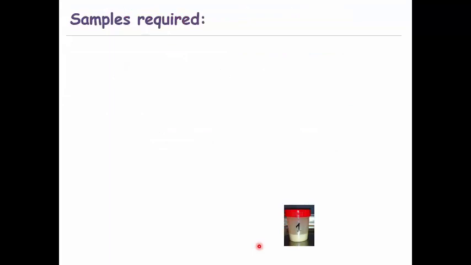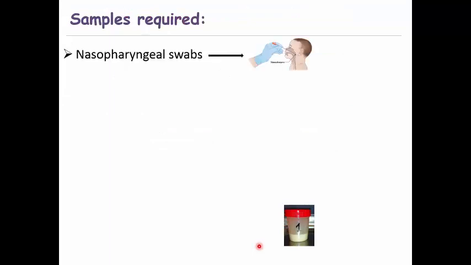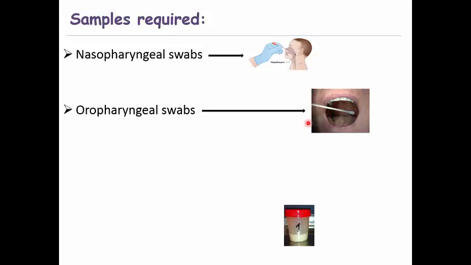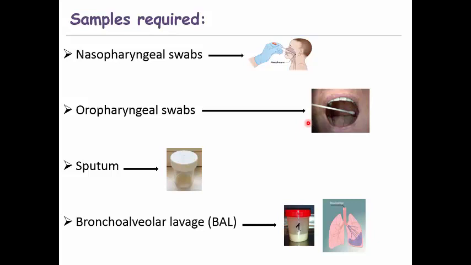Which samples are required for that? First, the most common is the nasopharyngeal swab and oropharyngeal swab, that is a swab from the oral cavity, the posterior oropharynx, and from the nasopharynx. Sometimes it may be tested from sputum, or from bronchoalveolar lavage, that is fluid which is taken from the bronchi.